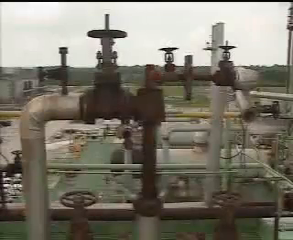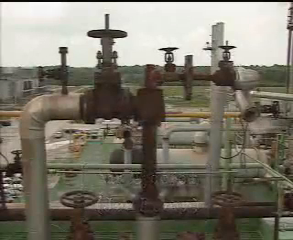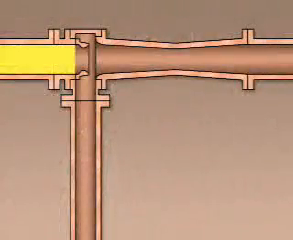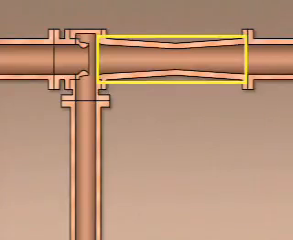Air ejectors are commonly called jet pumps because they use high-velocity fluid flow to create a vacuum. As shown in this illustration, a typical steam-operated air ejector consists of a steam inlet and nozzle, an air suction port, and a combining tube.